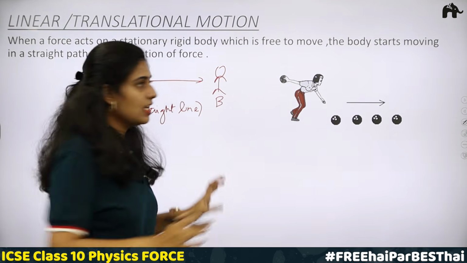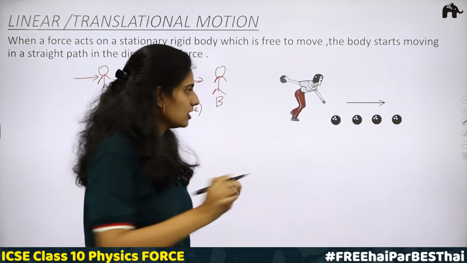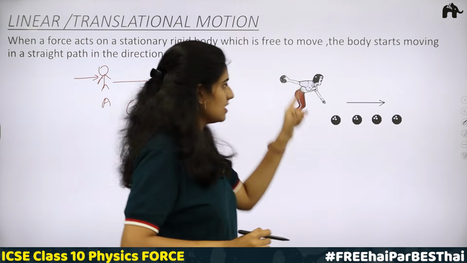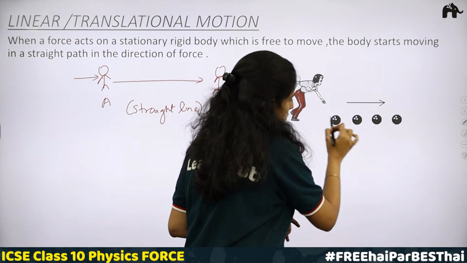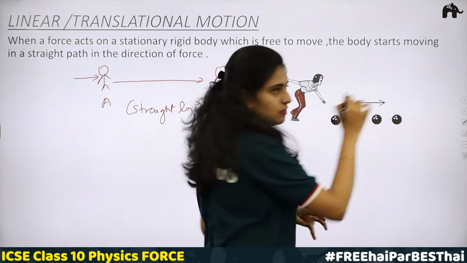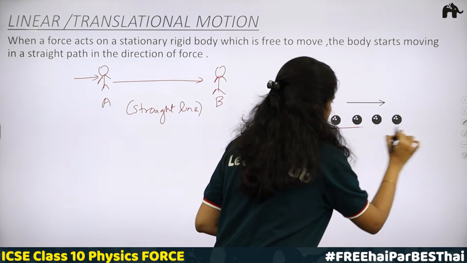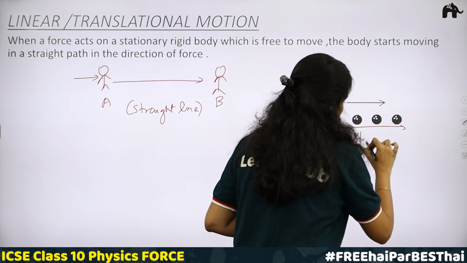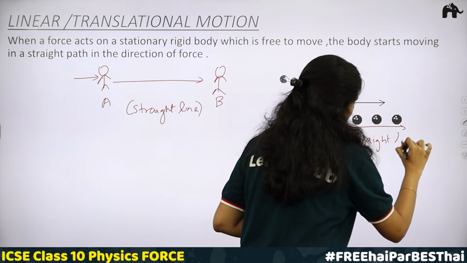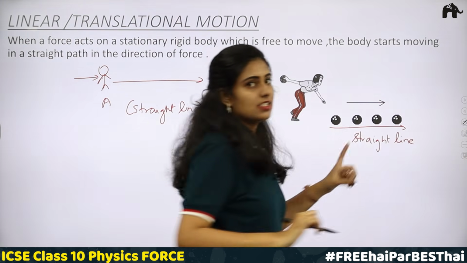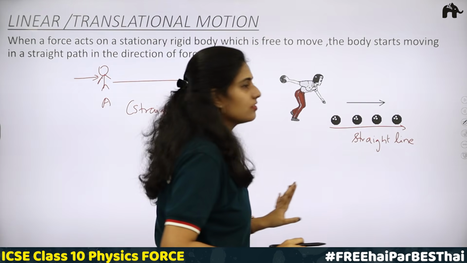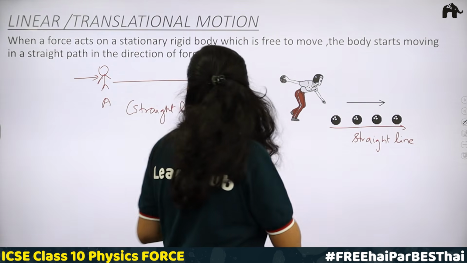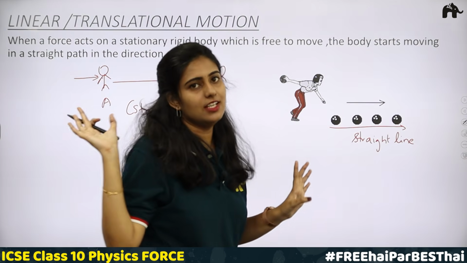Now take this example. A boy is having a ball. He is throwing this ball. How is the ball moving? This is the initial position. Here is the first position, second position, third position, fourth position. All these positions of the ball are along a straight line. So this is again an example of straight line motion or linear motion or translational motion.